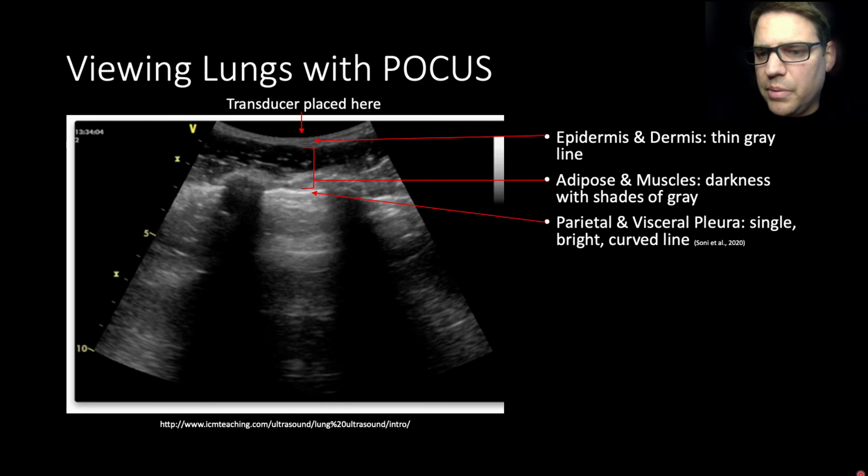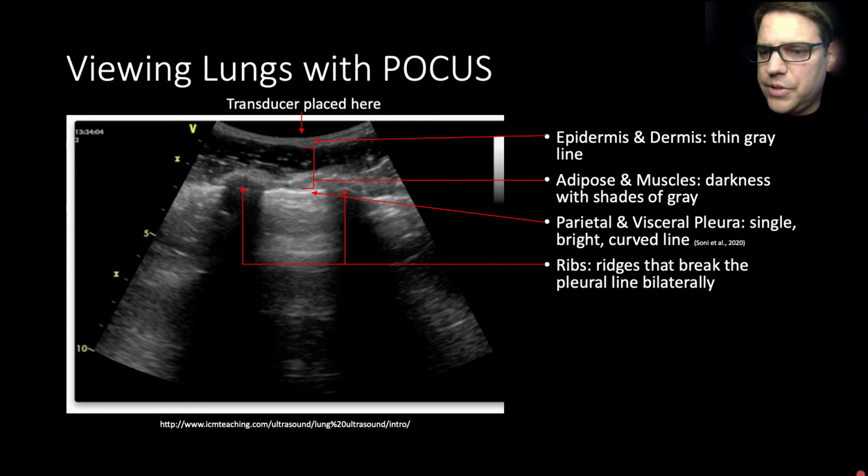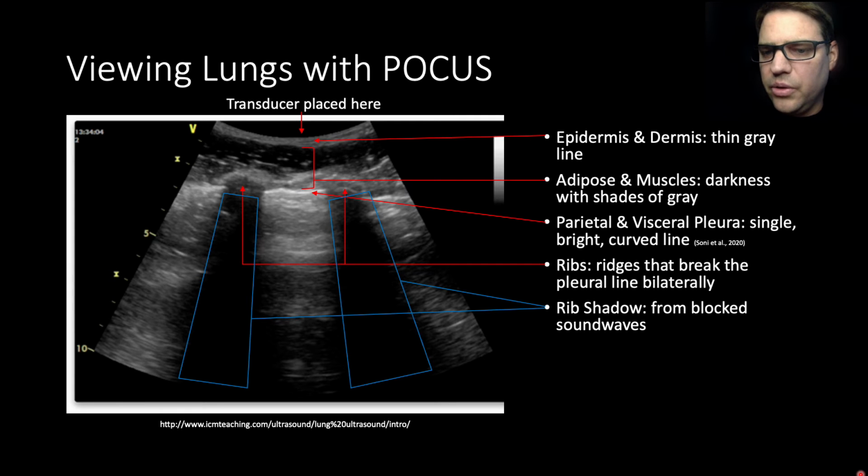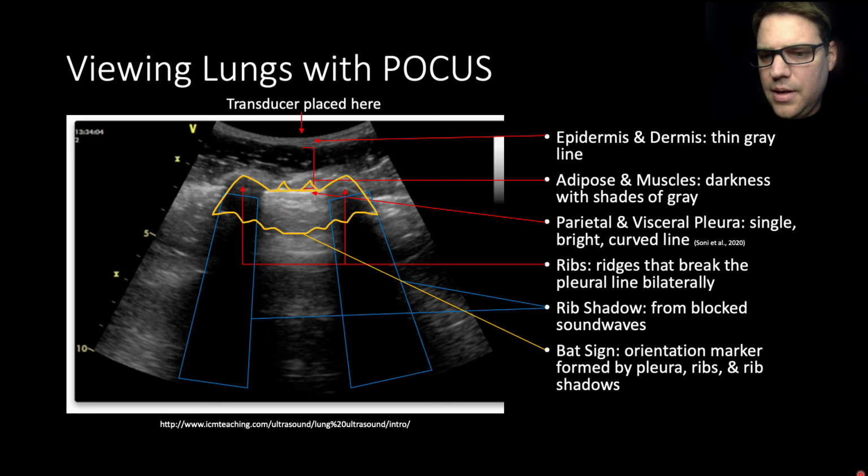The pleural line is broken bilaterally by curved ridges with dark shadows below. The ridges are formed by the hyperechoic ribs that do not permit many sound waves to pass, which in turn creates those dark shadows below the ribs. When the pleural line, ribs, and rib shadows are viewed together, they form what is called the bat sign. The bat sign is used to orient the provider and to confirm that the single, bright, curved line is truly the pleural line.